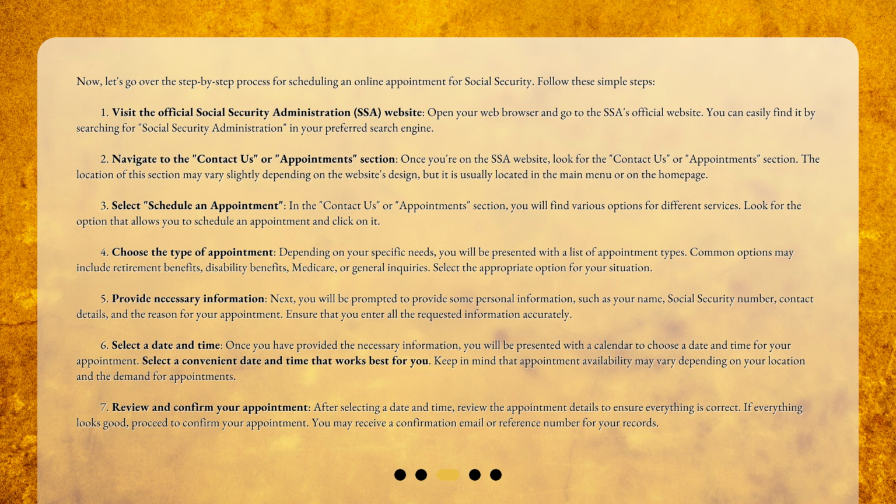4. Choose the type of appointment. Depending on your specific needs, you will be presented with a list of appointment types. Common options may include retirement benefits, disability benefits, Medicare, or general inquiries. Select the appropriate option for your situation. 5. Provide necessary information. Next, you will be prompted to provide some personal information, such as your name, social security number, contact details, and the reason for your appointment. Ensure that you enter all the requested information accurately.